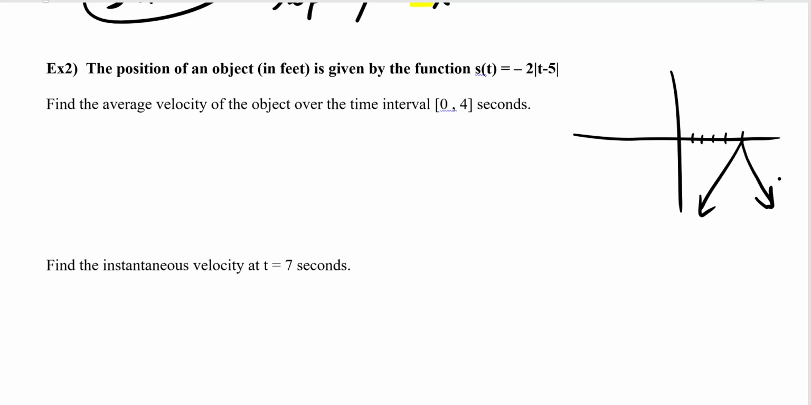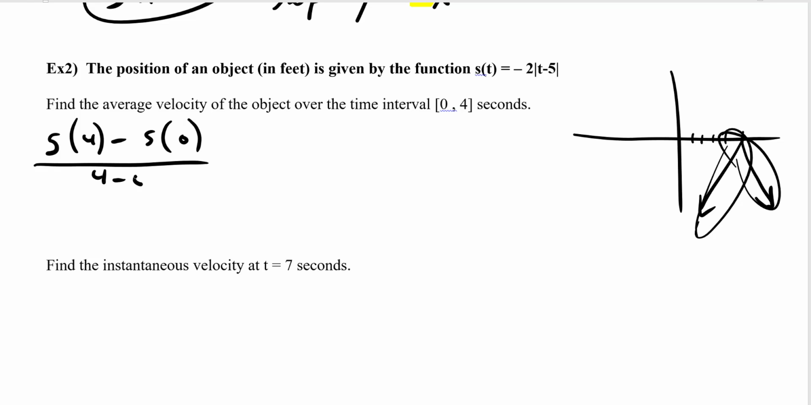Okay, so I've got to figure out, now the first part's easy. I just plug in a 0 and a 4. But the second part, I have to figure out the slope. Now, is it this line? Or is it this line? Okay. Well, we'll get to that in a second. Let's do average velocity. Again, it's going to be s of 4 minus s of 0 over 4 minus 0.